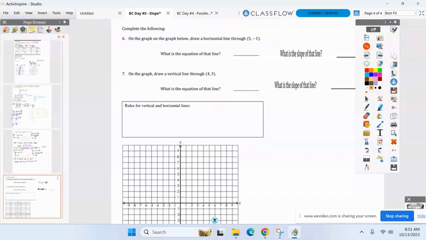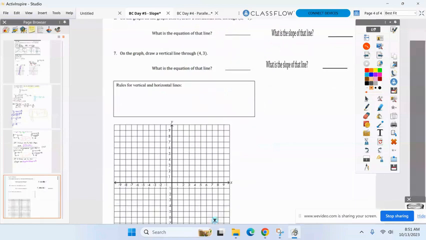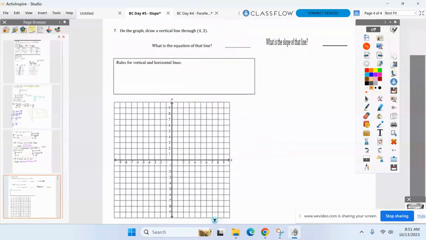On the graph I provided down below, can you guys graph 5, -1 for me? 5, -1. And then it says draw a horizontal line through it. Oh my, what was horizontal again? I hope somebody in my group knows. 5, -1. Can you draw a horizontal line through it?